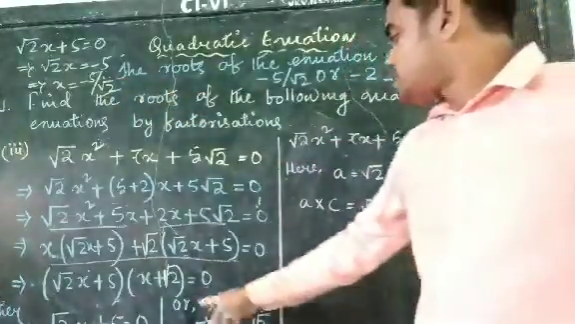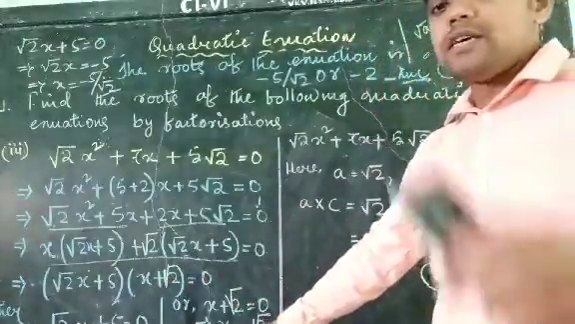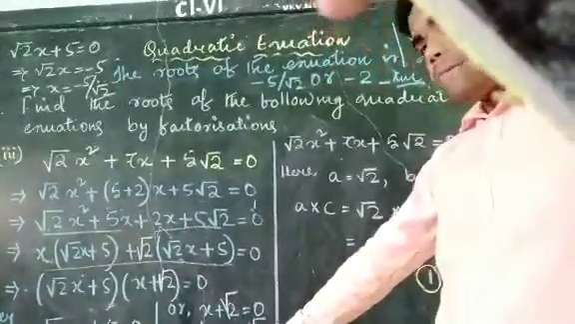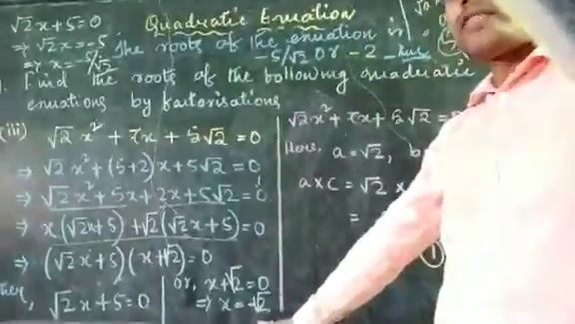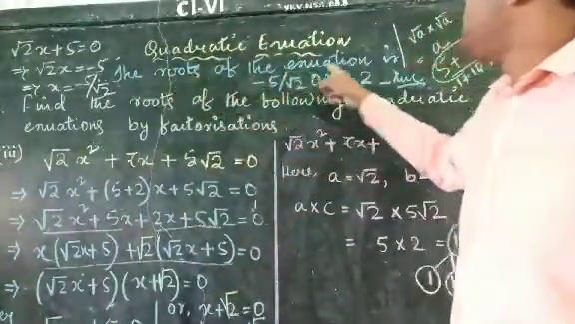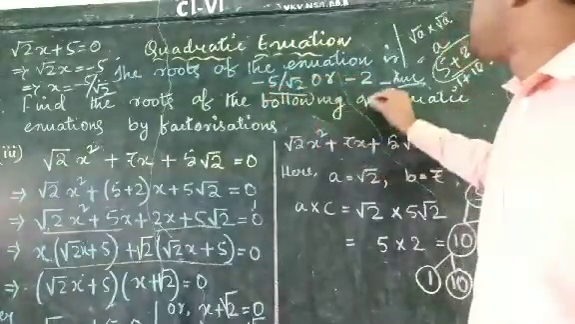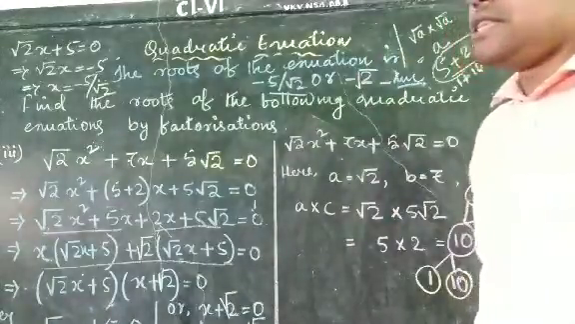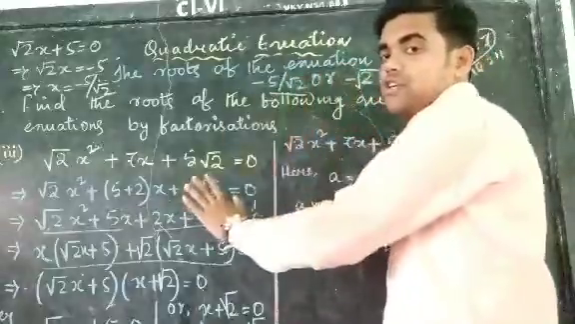And the second root is x plus root 2 equal to 0. That means x equal to minus root 2. So we can say the roots of the equation are minus 5 by root 2 and minus root 2. These are the roots of this equation.